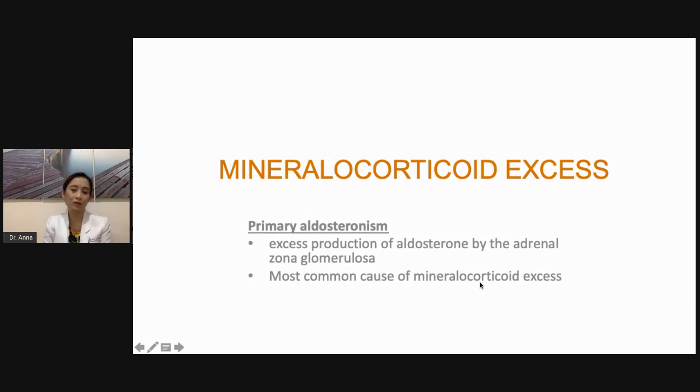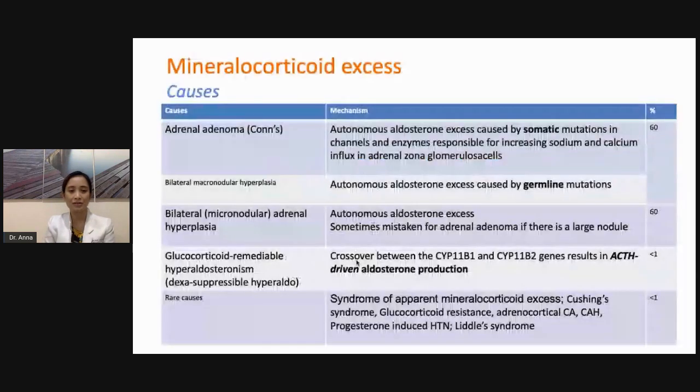of mineralocorticoid excess. The other causes of mineralocorticoid excess are not as common, so we don't really need to go in depth into that. No? So we'll mostly focus on primary aldosteronism. Sometimes also it's called primary hyperaldosteronism. So what are the causes of mineralocorticoid excess?